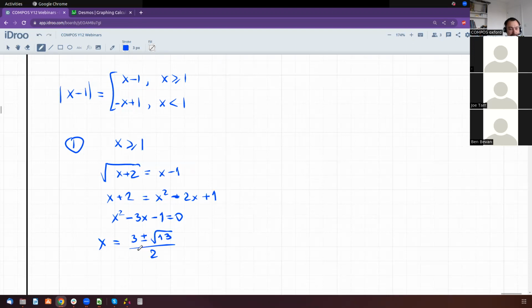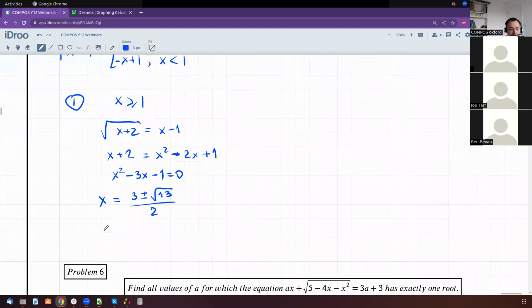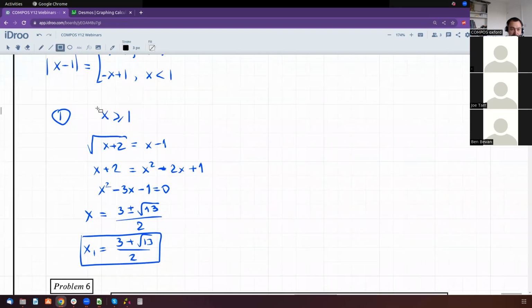Okay, so you have x greater than 1. So 3 minus square root of 13 is going to be negative. So the negative one is not suitable for us. So the first solution is 3 plus square root of 13 over 2, because the one with the minus is not consistent with this.